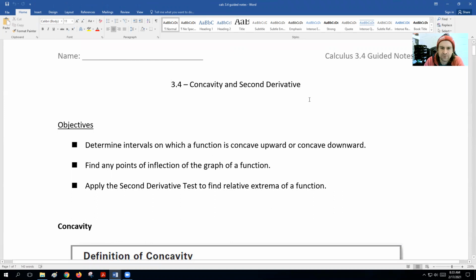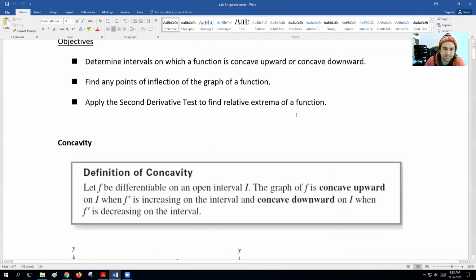So what we're going to be looking at in 3.4 is concavity of graphs, and we're going to look specifically at the second derivative. Our objectives here are to determine the intervals in which the function is either concave up or concave down. We're going to find any points of inflection next time, and then we're going to apply the second derivative test to help us find relative extrema on a function.